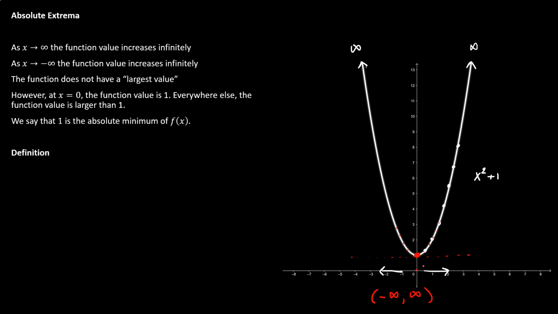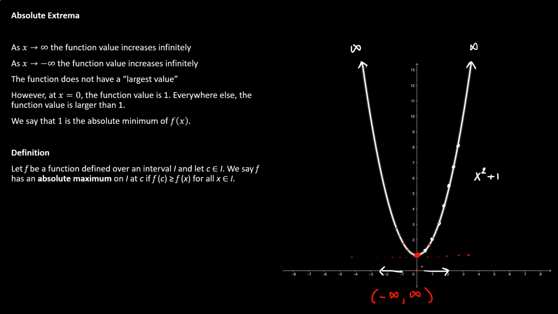Let's look at a formal definition for absolute extrema. So if f is our function, of course it needs to be defined, and we're going to specifically talk about over intervals called I. And we're going to let c be some x value that lives within that interval. To compare that to the picture we have on the screen, the interval I that we were talking about is the interval from negative infinity to positive infinity. c is a value inside of that interval.